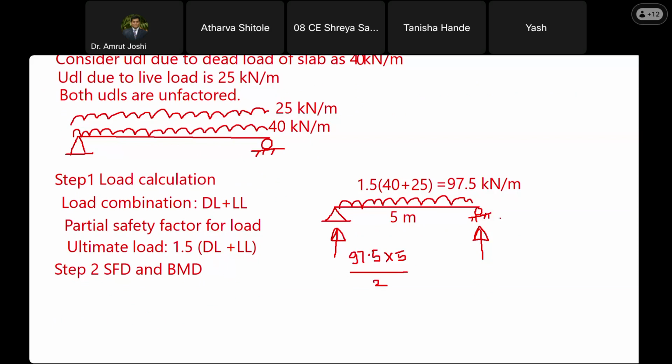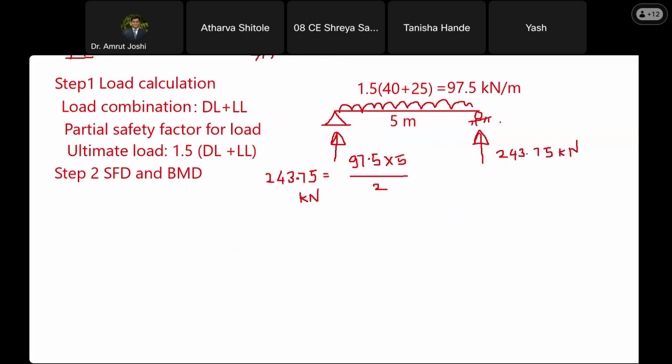So can you tell me how much is this? 243.75. And what is the unit? It is in kilonewton. So this reaction is also the same, that is 243.75 kilonewton. Happy?